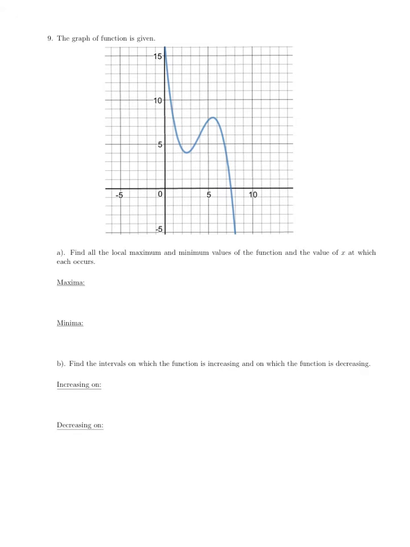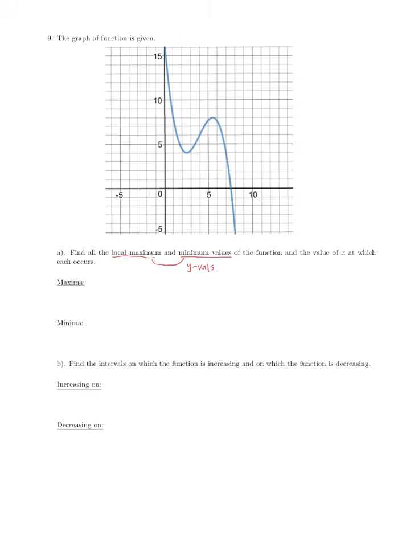Okay, so let's go with number 9. The graph of a function is given. Part A: find all local max and min values of the function, and the value of x at which each occurs. Now, please note that local max and local min are the y values. These are going to be the y values. Okay, all right, so keep that in mind.